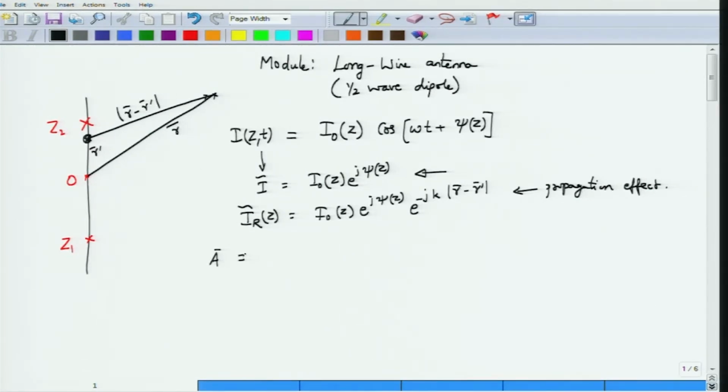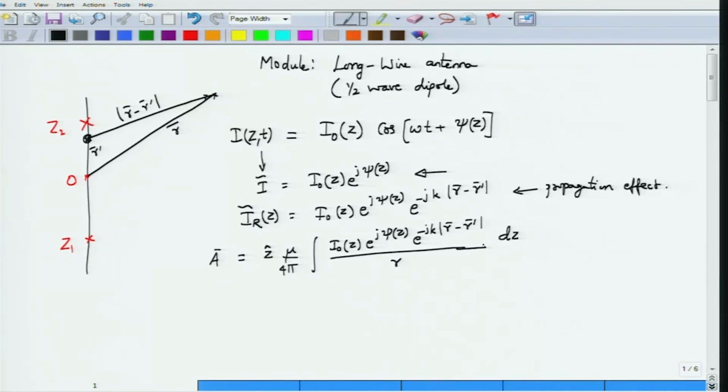So, the vector potential A phasor, of course, I am not showing the phasor at every point, but this is also the retarded vector potential. It is given in the direction of z by this expression: mu by 4 pi times the integral of whatever current you had, so I0 of z, e to the power j psi of z, e to the power minus j k |r minus r prime|, divided by |r minus r prime|, integration over dz.